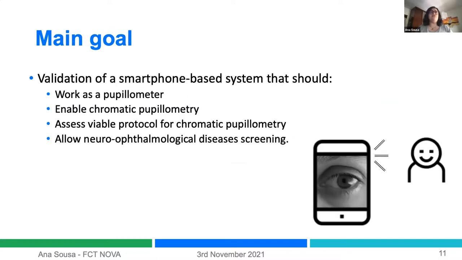So basically the goal here is to prove and validate a smartphone-based system that could work as a pupillometer, that could enable and use a viable protocol for chromatic pupillometry, and in the final stage that could allow neuro-ophthalmological disease screening.